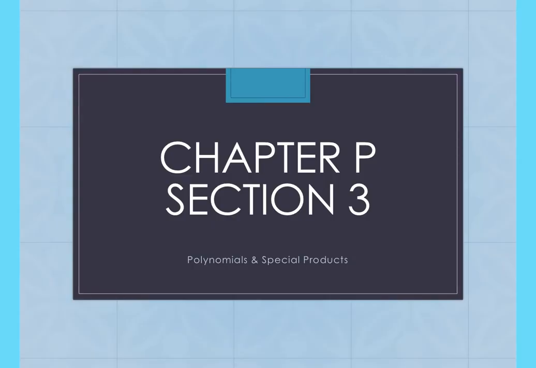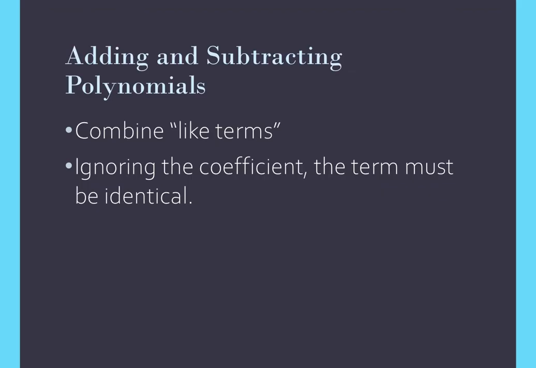Start the notes for P3. So chapter P, section 3 is called Polynomials and Special Products. Okay, there's a lot of multiplying things out in this section. Adding and subtracting is where it starts. So we will add and subtract polynomials by combining like terms.